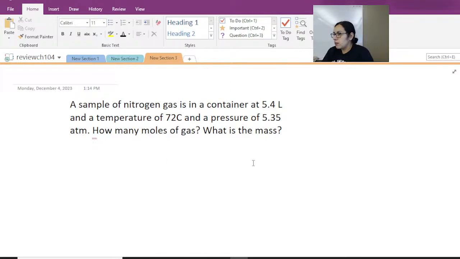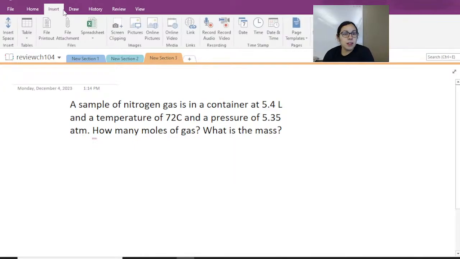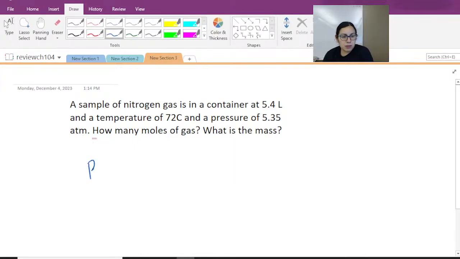So how are we doing on this one, or what formula was useful? Yeah, so you do PV equals nRT. So that would be the way to do it. So PV equals nRT. And so we had volume.